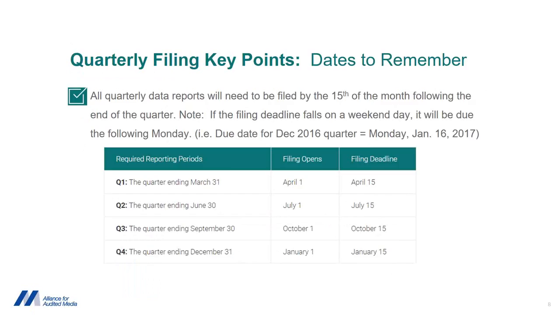Please note, sometimes the deadline does fall on a weekend day. So what will happen is then the deadline will be moved forward to that following Monday. So for example, our December 2016 quarter is going to be due on Monday, January 16, 2017.